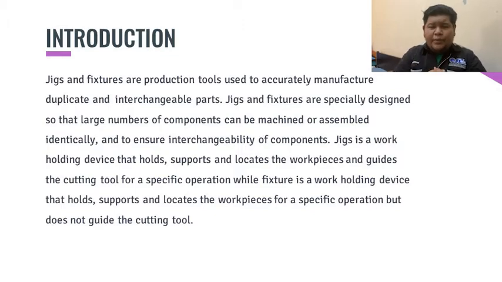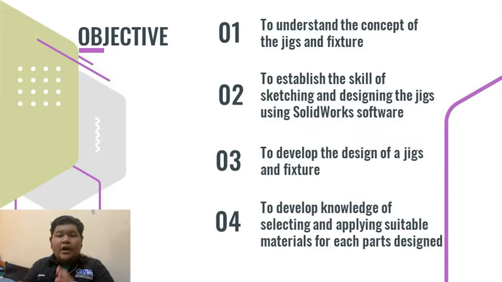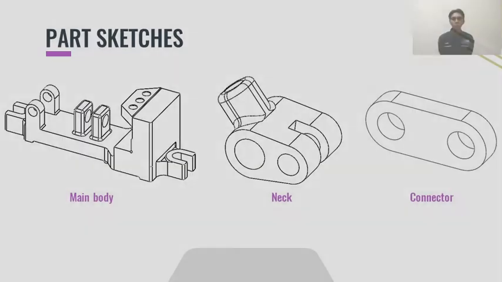and supporting the workpiece. For the objectives, we have 4 main objectives. 1. To understand the concept of the jig and fixture. Next, to establish the skill of sketching and designing the jig using SolidWorks software. Then, to develop the design of the jig and fixture. And lastly, to develop a knowledge of selecting and applying suitable material for each part design.